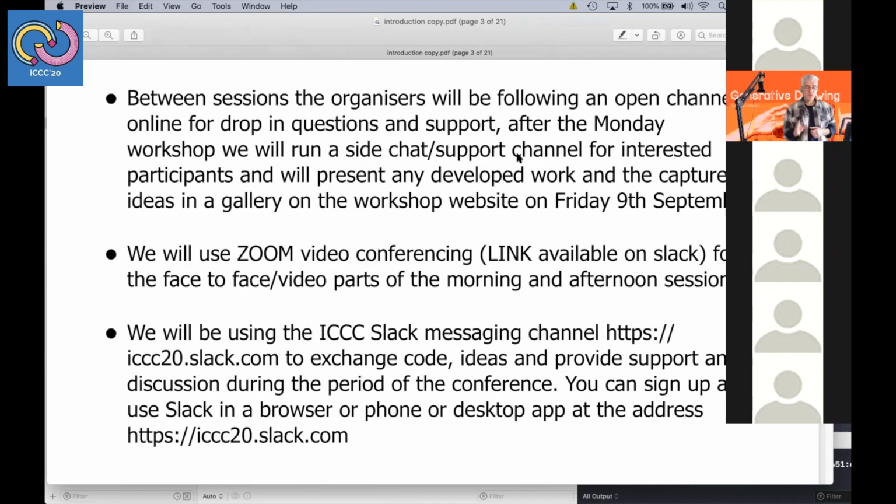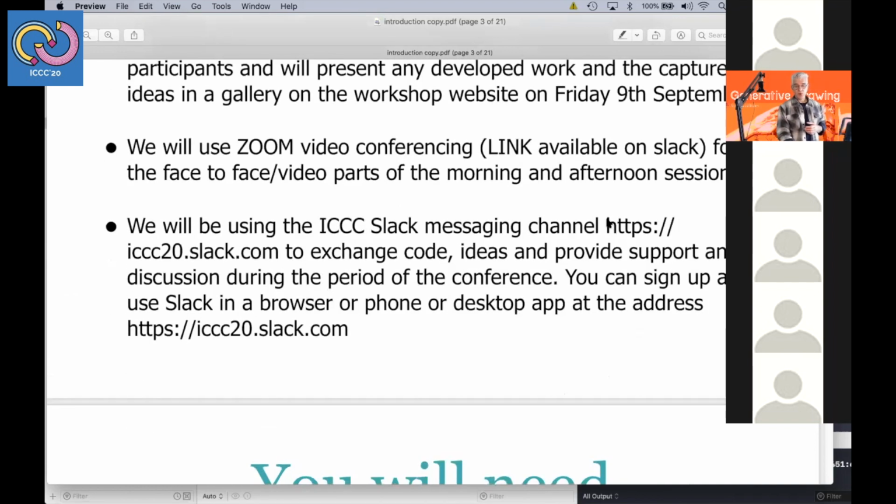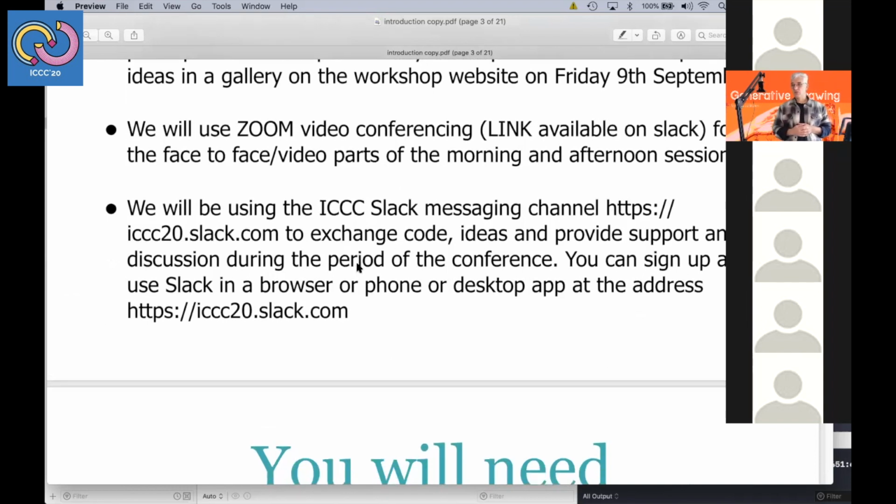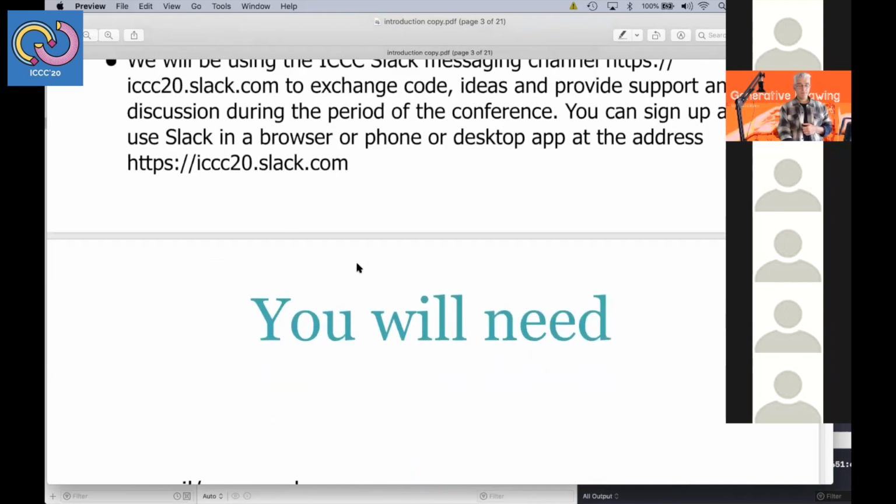Between the sessions, we're going to follow the Slack channel. We're going to use Zoom for conferencing this morning and this afternoon. The links are all on Slack. The Slack messaging channel, which hopefully you've all come to or come from to the Zoom and also via the Google Doc, is at ICCC'20 slack.com. You can join there, and there's a sub channel for us and you can chat. And I'm live in it now and will be throughout the week.